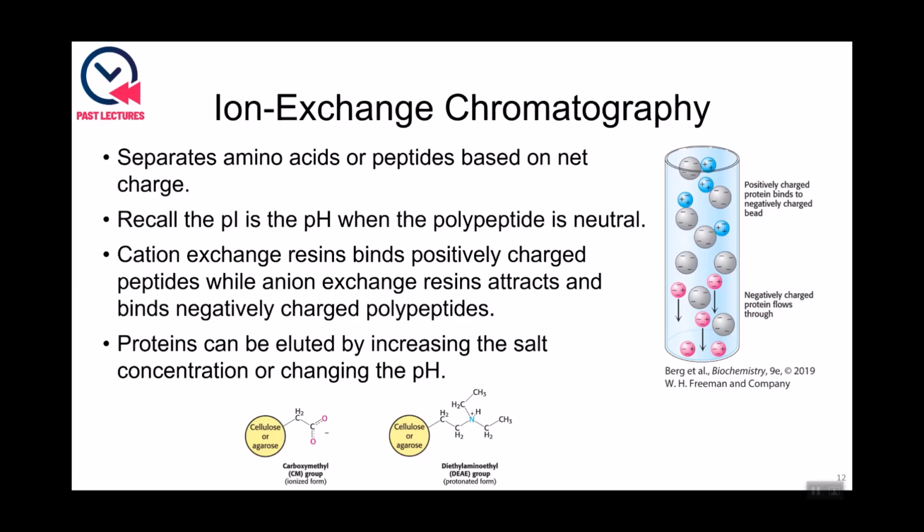After you've washed off anything that doesn't bind, so anything that's neutral or the same charge of the column, you can then elute or unbind your protein by either changing the pH so that your functional groups become protonated or deprotonated, or even add a buffer that's equal to the pI of your protein so that the net charge becomes 0 and your protein comes off the column. Another way you can elute proteins from an ion exchange column is to increase the salt concentration. So this will compete for binding to these electrostatic interactions.